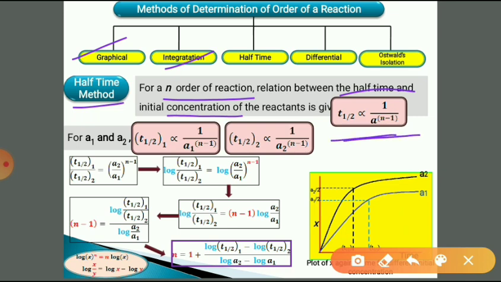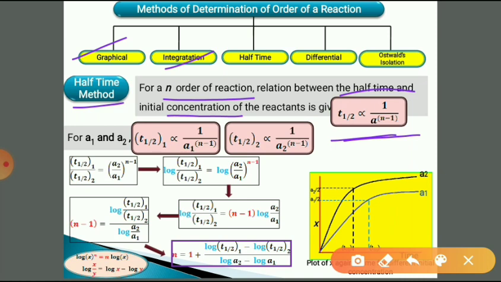That is, t half is inversely proportional to a raised to n minus 1. If you put the value of n here for the second order, that is 2, we get 1 upon a, which is nothing but t half is inversely proportional to the initial concentration. While for first order, if you put n equal to 1, we get a raised to 0, that is 1. So in that case t half is independent of initial concentration, as we see in the first order reaction also. So this is the general relation between t half and the initial concentration for an nth order reaction.